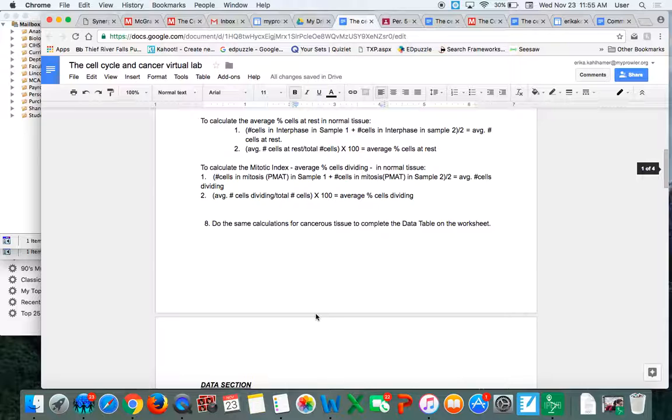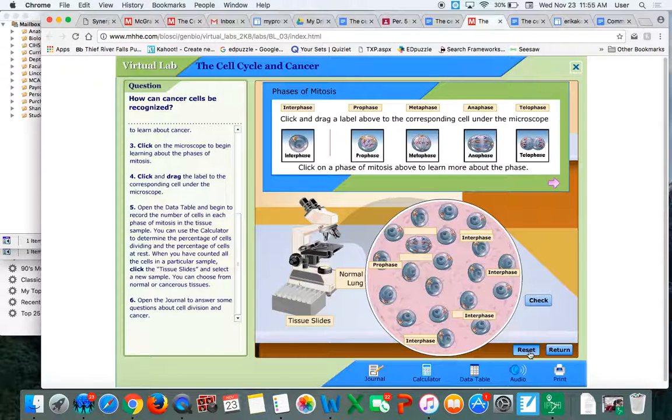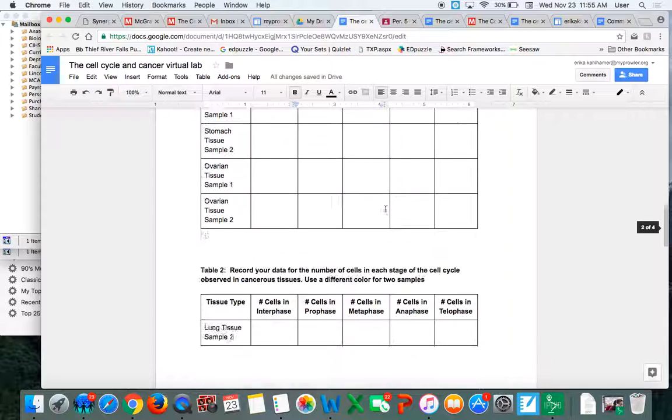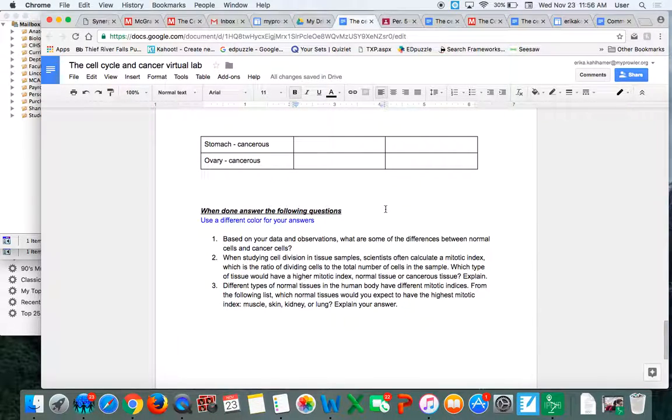So basically, you're going to follow the instructions, do your simulation here, your virtual simulation, collect all the data, and then at the bottom here, answer the questions. And minimum, this should take you about 30 to 40 minutes. And that is how you do that.